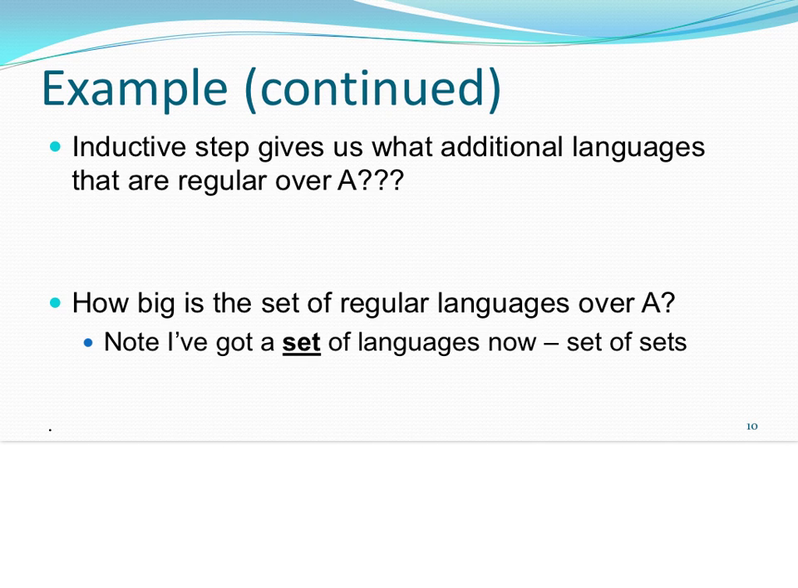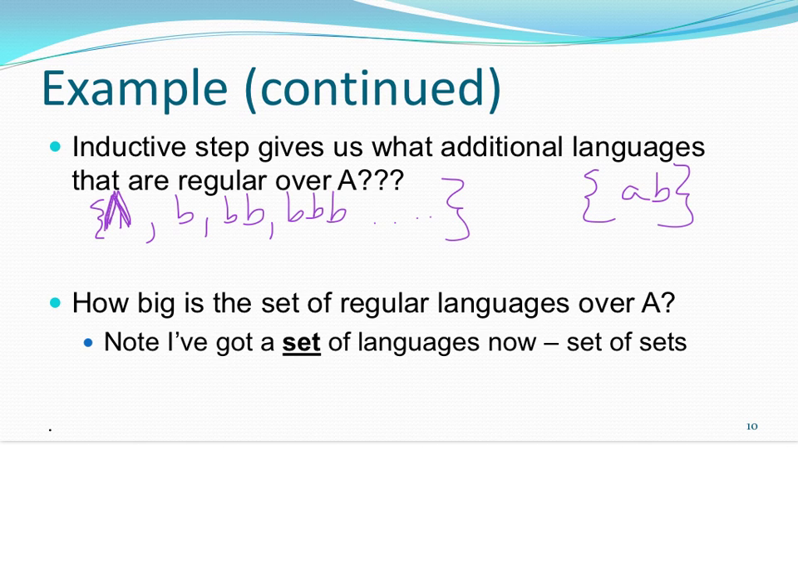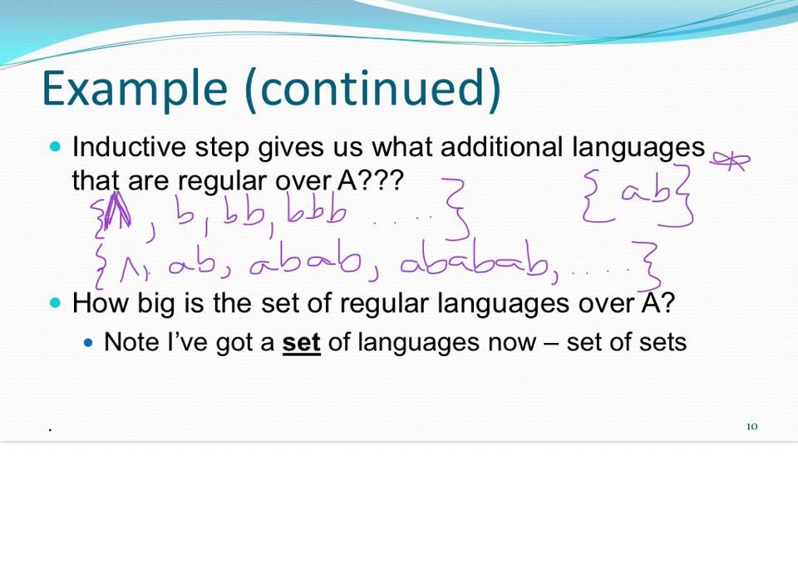The inductive step gives us a bunch more languages, right? We can now take the union, we can concatenate, we can take the star. So, for example, B star, which is lambda, B, BB, BBB, and so on, is regular over A. We know we can concatenate, so AB is regular, but that also tells us that the set AB starred is regular, right? What's that? That's the set that starts with lambda, and then we have AB, and then we have ABAB, and then we have ABABAB, and so on, right?